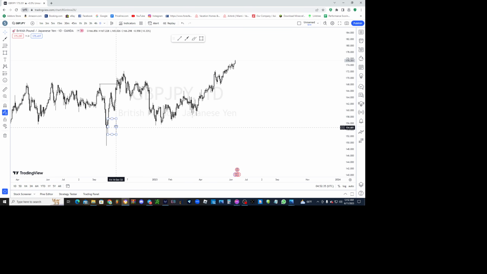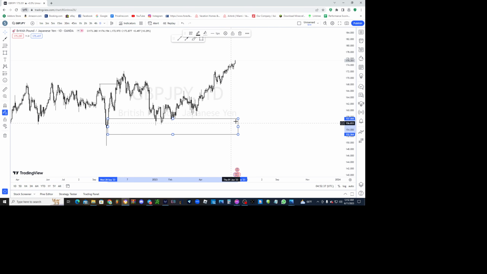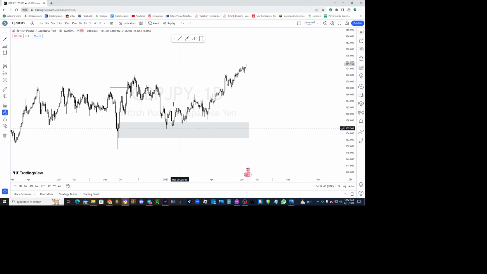So you want to be trading from supply and demand. These are zones because we could expect price to react off of these levels. This is a demand zone. Price taps into it and then reverses.